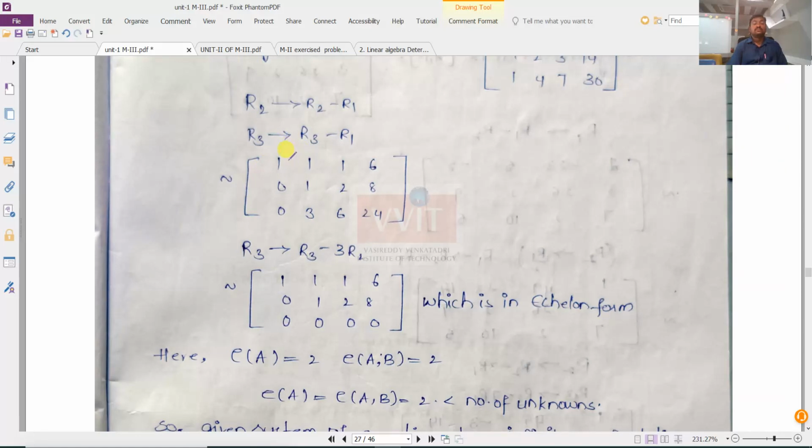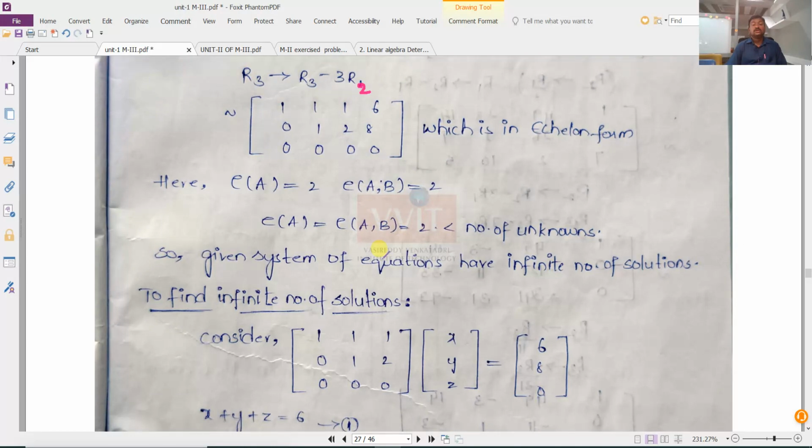Then control will jump from here to here. So even in this, the elements below the principal diagonal. So here this 3 is supposed to be 0. For that, I need to multiply with 3 and subtract here. So we'll do that. It's 3R2, not 3R1, for your confirmation.